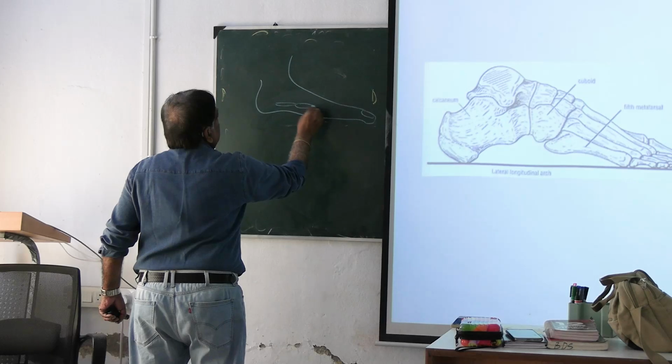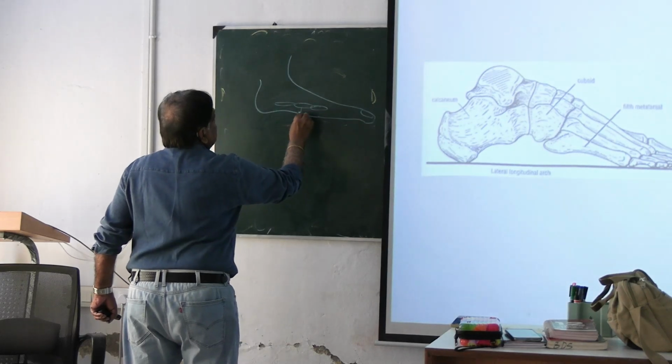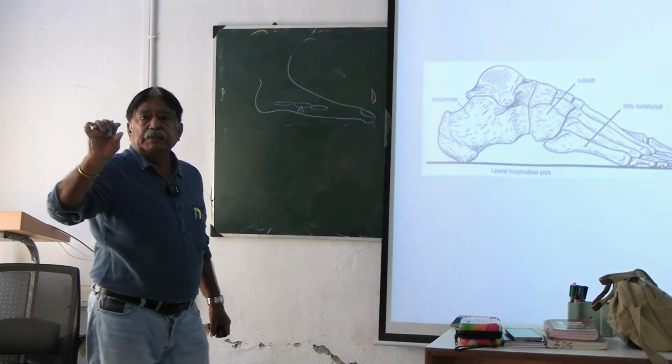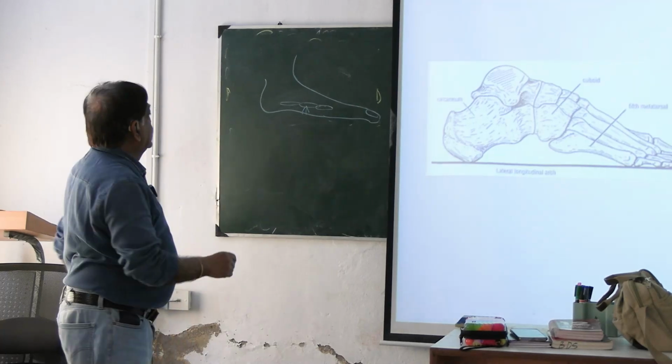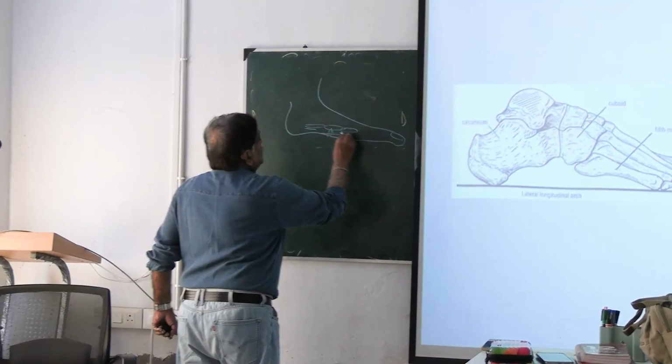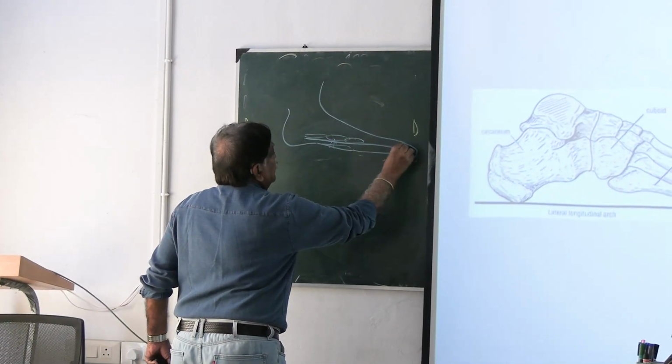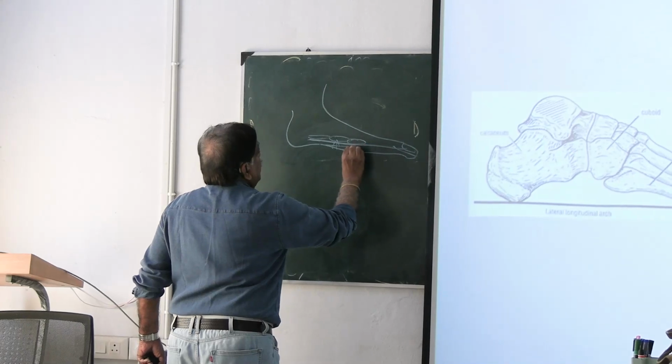Now this is the bony component I'm saying. Now this thickness over here is the plantar fascia, plantar aponeurosis, and this is the layer of fat.